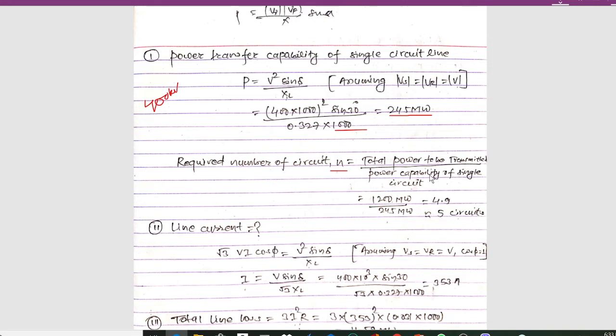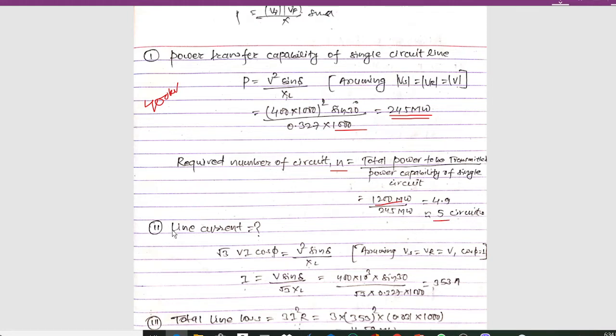The required number of circuits will be the total power to be transmitted divided by the power capability of a single circuit. The total power to be transmitted is given in the question as 1200 megawatt, and we obtained the power transfer capability of a single circuit line as 245 megawatt. So 1200 upon 245 gives 4.9, which is equivalent to 5. So the required number of circuits will be 5.